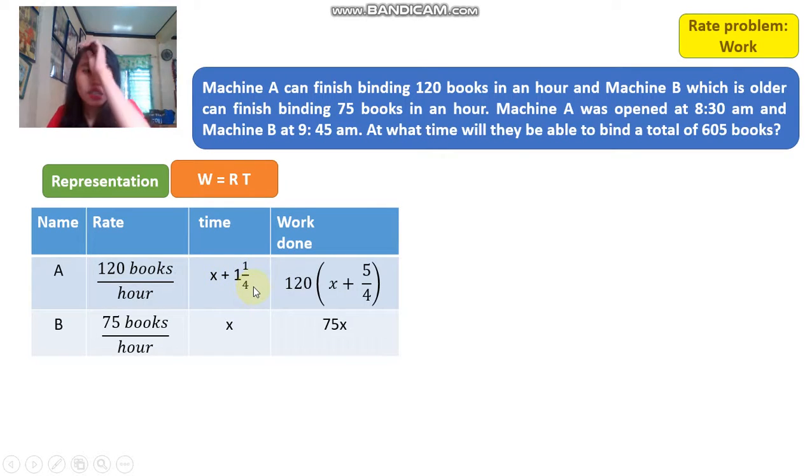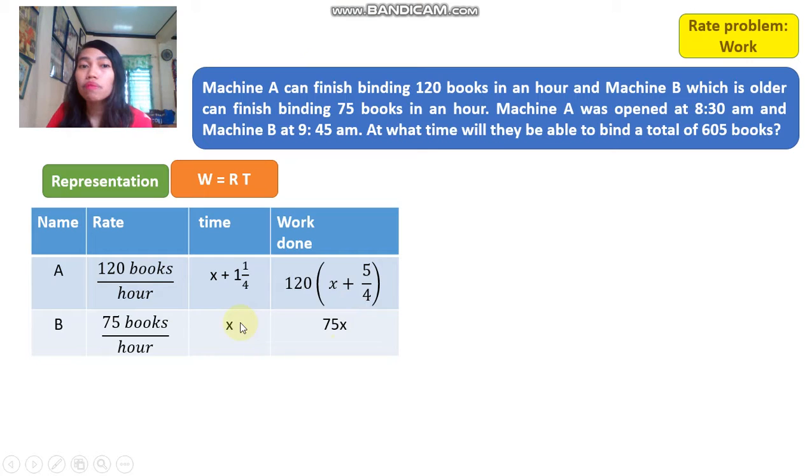Okay, got it? So machine A has more time since it operated first. It opened at 8:30, compared to machine B at 9:45. The work done is the rate multiplied by the time. So we have 120 times X plus 5/4, converting to an improper fraction by multiplying 4 times 1, that is 4, plus 1, 5, and copy the denominator 4. And for machine B, 75 times X is 75X.